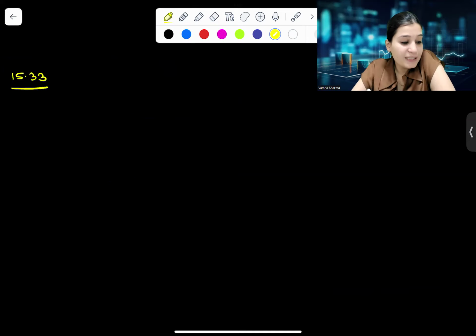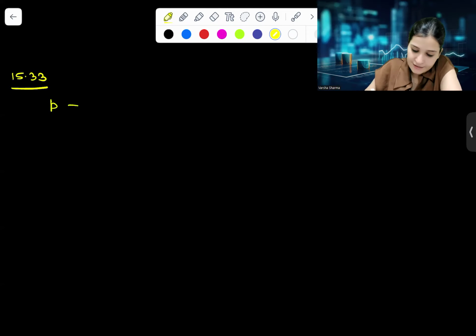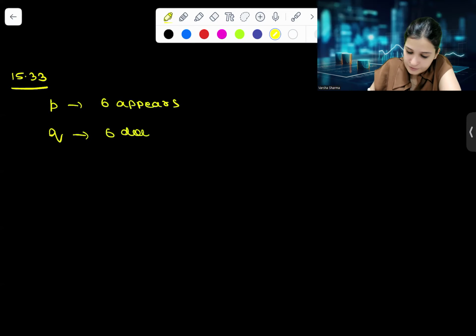A die is thrown repeatedly till a 6 appears. Write the sample space. It can never come because it's an MCQ question; they can never ask us to write the sample space. Find the expected number of throws. If I'm throwing the dice, it can happen that I get 6 in the very first game. I'm so lucky. Suppose P is 6 appears, Q is 6 does not appear.